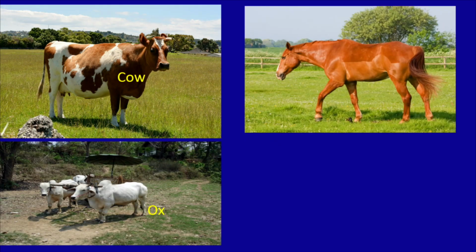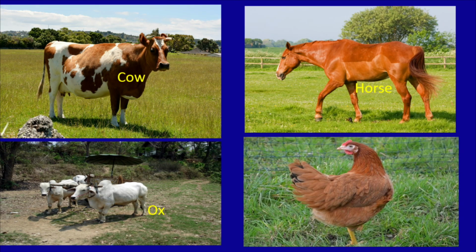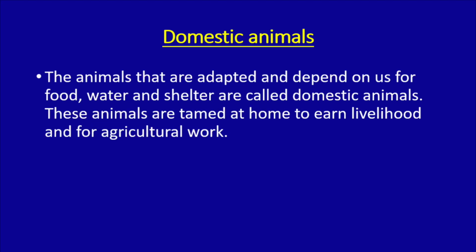Okay children, as I said earlier, some animals are also we can see at our home and our surroundings also. Such animals are called domesticated animals. Here you can see a cow, ox, horse and hen. These are the domestic animals we keep at our home. So what are domestic animals? The animals that are adapted and depend on us for food, water and shelter are called domestic animals. These animals are tamed at home to earn livelihood and for agriculture work.